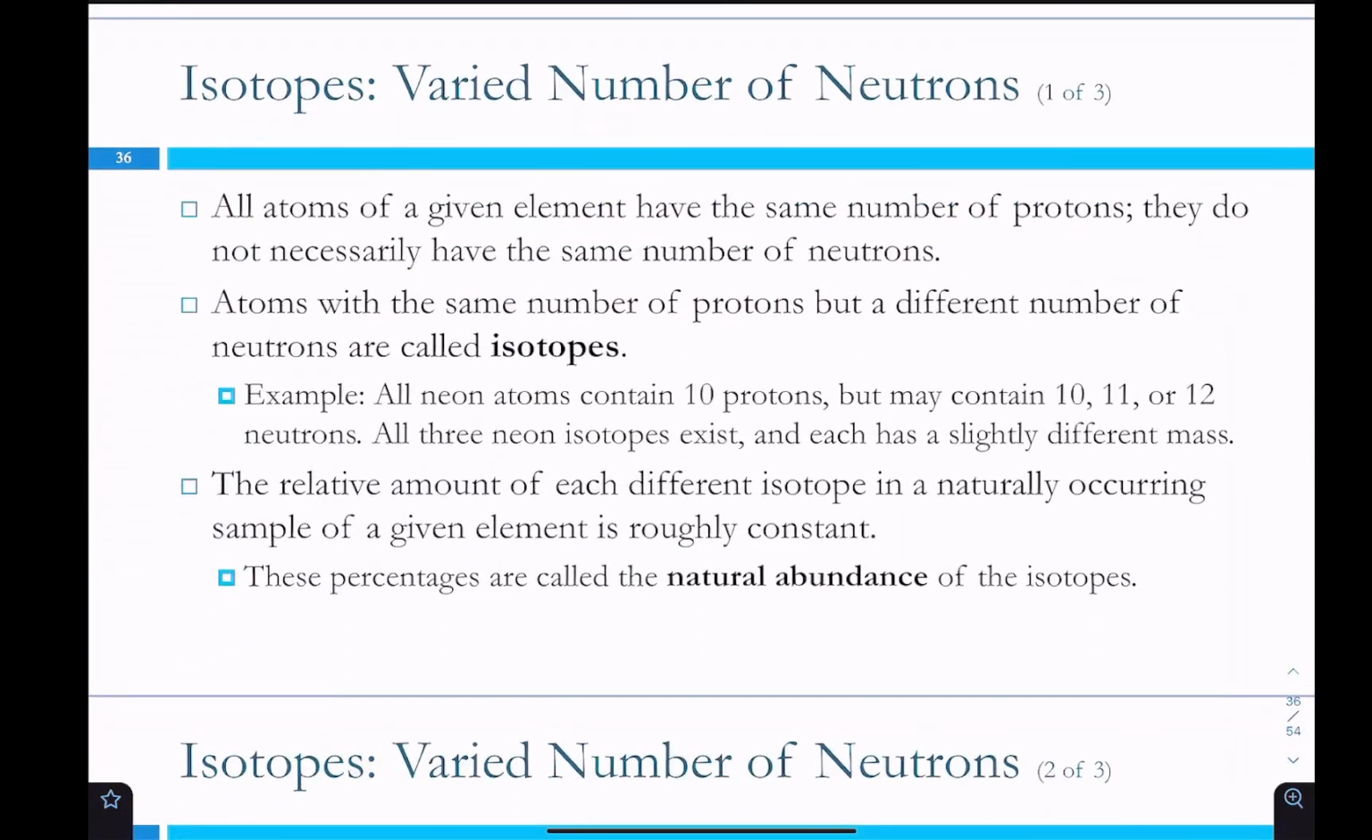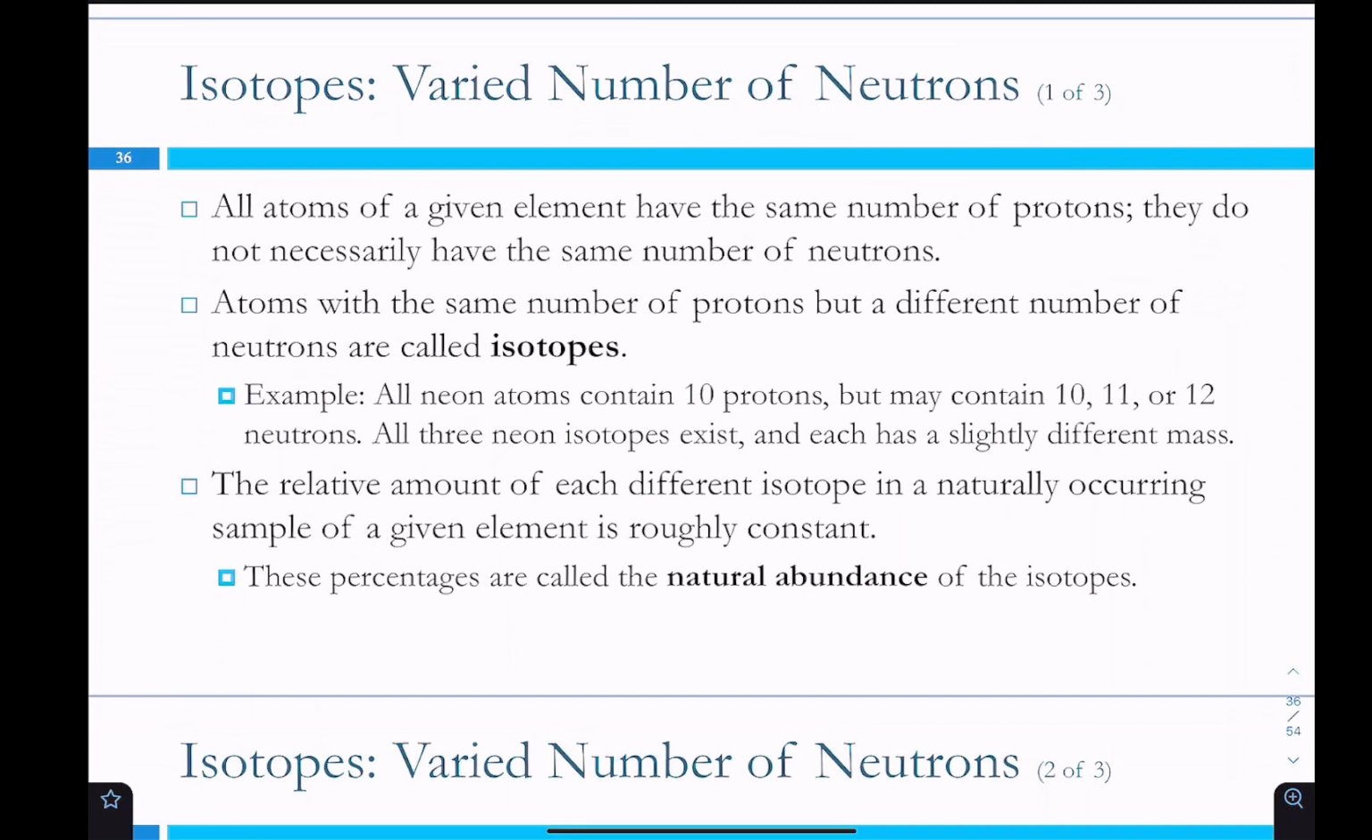Okay, so isotopes have the same number of protons, but a different number of neutrons. All the atoms of the same element will have the same number of protons. Most elements will have the same number of neutrons, but there are some that have multiple stable configurations, and some that exist in nature with 2 different numbers of neutrons in roughly equal quantities.